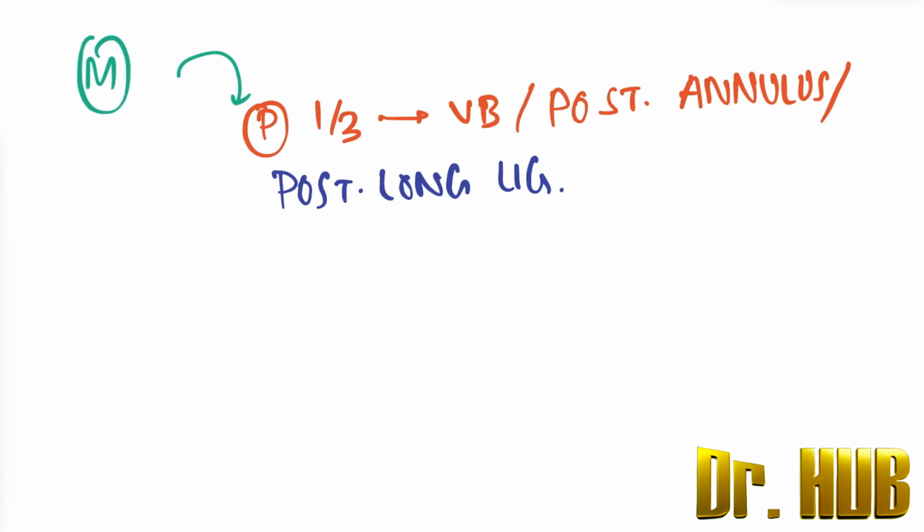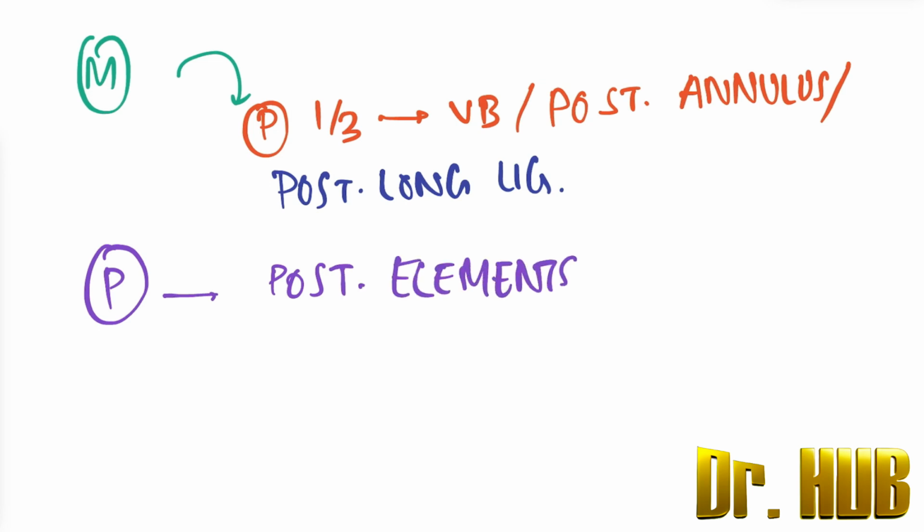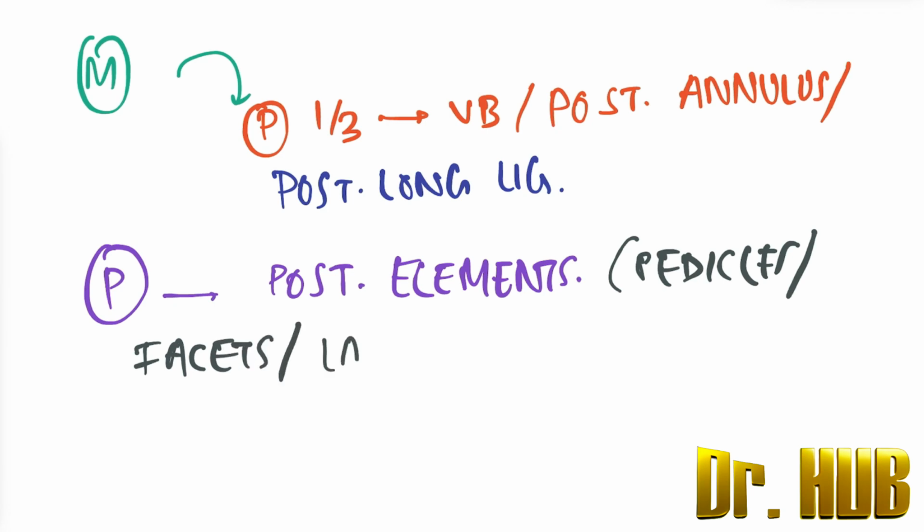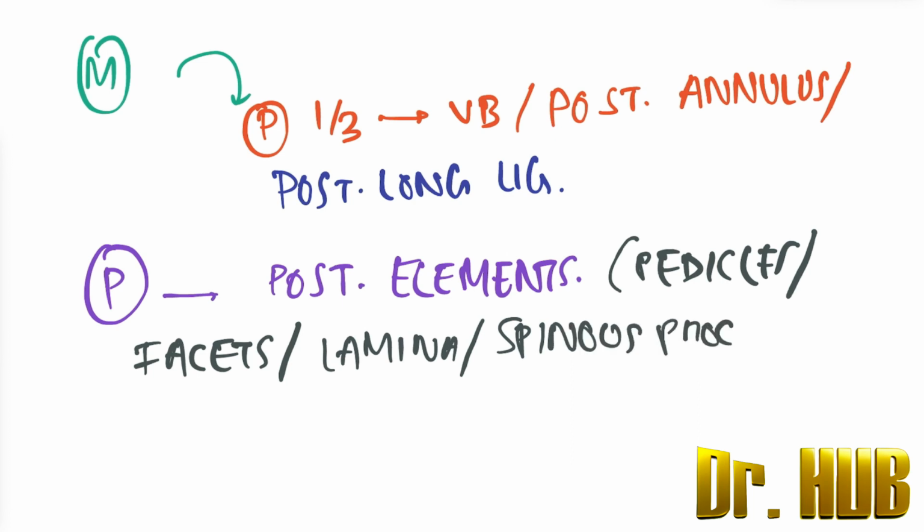Next in line is the posterior column. In the posterior column, it is the posterior elements. What do we mean by posterior elements? Under posterior elements, it includes the pedicles, the facets, the lamina, as well as the spinous process which is associated. And along with this, there is also the presence of the posterior ligaments.